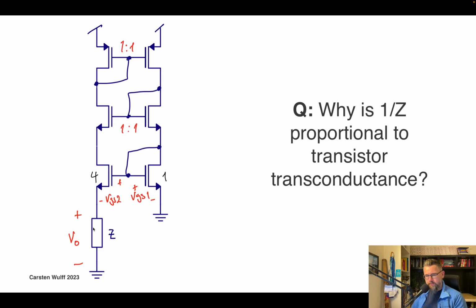But I've said Z here, sort of impedance, for a reason, because what you put here does not need to be a resistor. It can be something else. So try to think about what that could be.